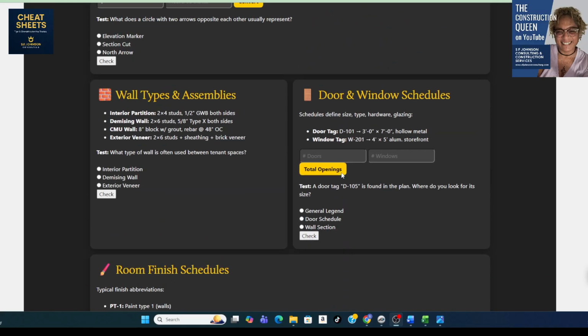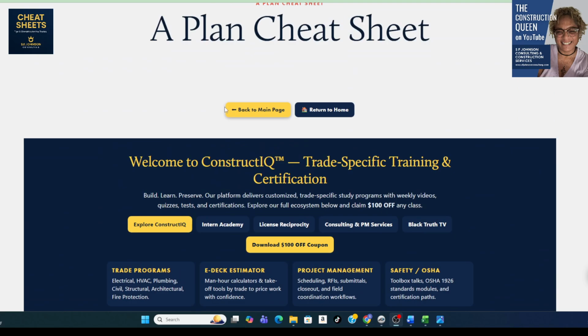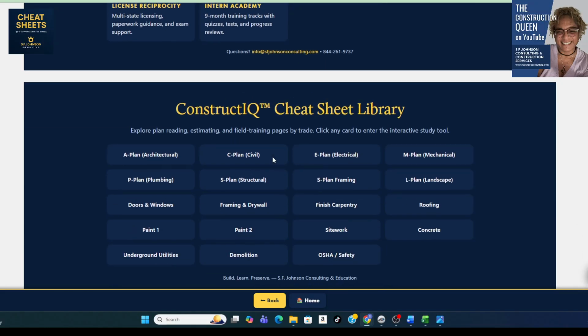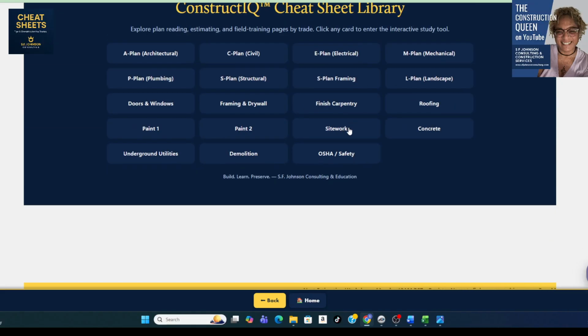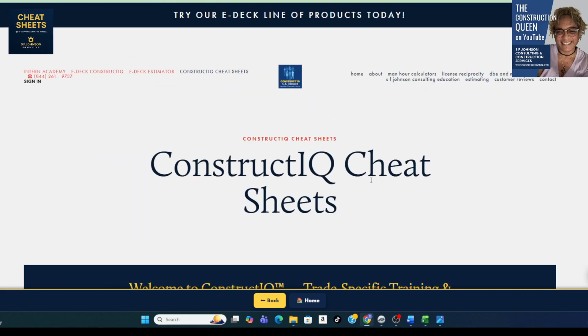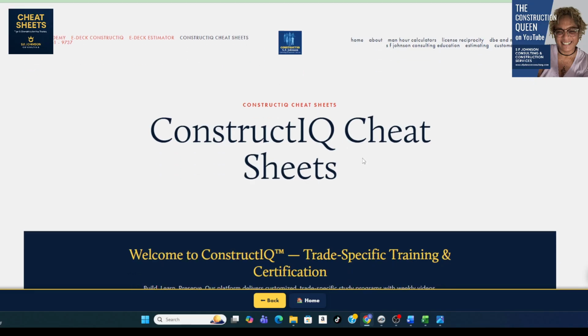So take a look. We have a full array of cheat sheets that we've created for each of the trades. So take a look at any of them, take a look at all of them. And you can reach that by going to sfjohnsonconsulting.com, upper left, and enjoy yourself.